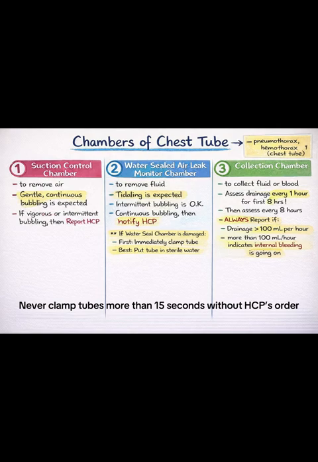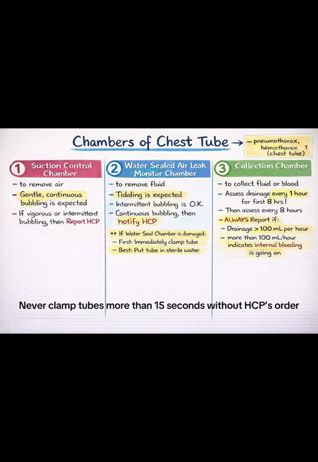The suction control chamber helps to remove air from the lungs. Gentle, continuous bubbling is expected in this suction control chamber. If it is vigorous or intermittent bubbling, then you need to report to the HCP. The second chamber helps to remove fluid from the lungs. Tidaling is expected in this chamber. Intermittent bubbling is okay. Continuous bubbling, then report to the HCP.